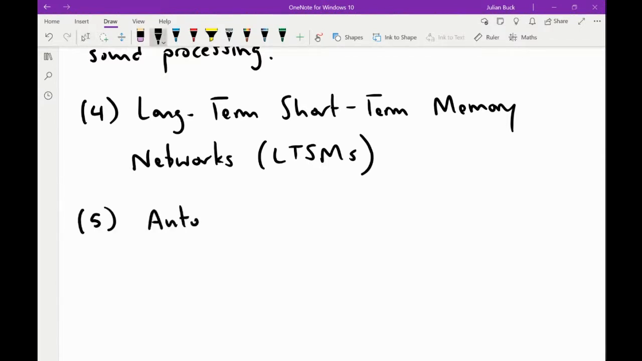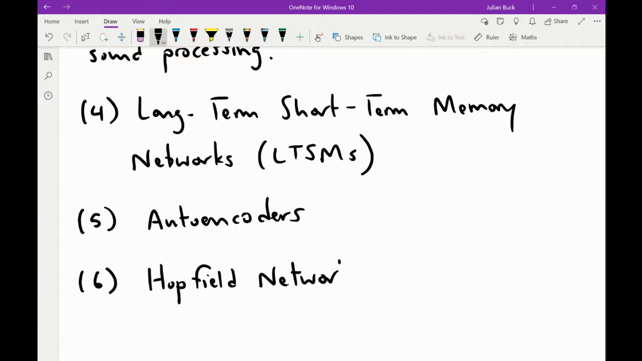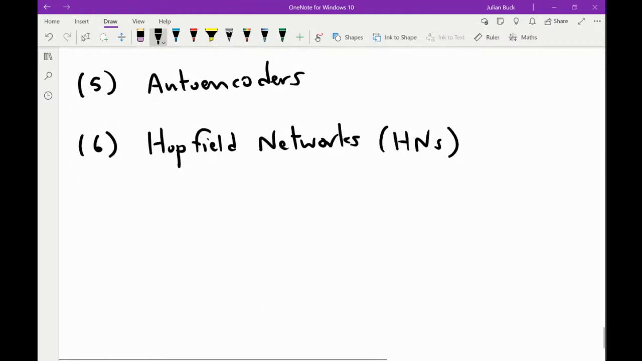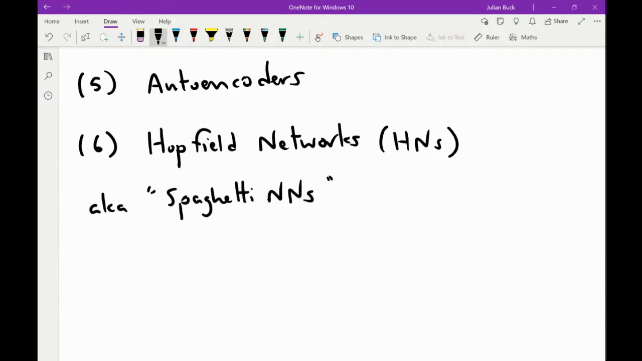There are what are called autoencoders. I'm not going to say anything about these, but they are a topic in the textbook in another chapter. Hopfield networks, HNs, AKA, these have kind of a fun name, spaghetti neural networks. Why are they called that? Everything is connected to everything else. So they have a sort of maximum number of connections.